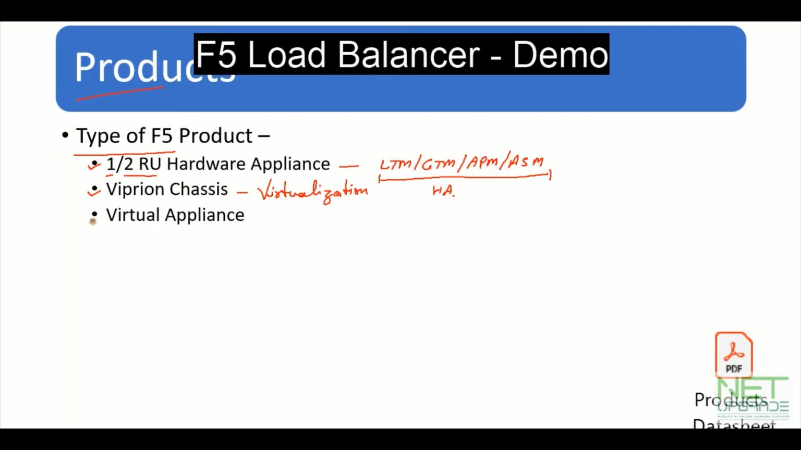And the third option they have given is called the virtual appliance, which is available in OVA format, and we can create a virtual machine easily. Once it's done, based upon the license, any of the modules will get enabled. And the same virtual appliance image we can get for our lab as well.